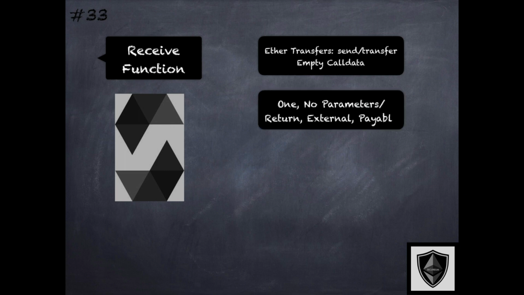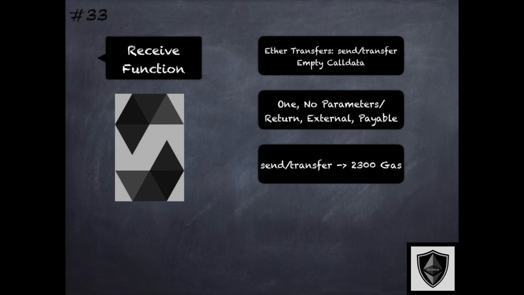There can be only one receive function for every contract, and this function cannot have any arguments, it cannot return anything, and it must also have external visibility and a payable state mutability. Payable state mutability is something we haven't discussed so far, but what it specifies is that a function that has this payable specifier can receive ether as part of a transaction. And that applies to the receive function as well, because it is triggered when ether transfers happen, as we just discussed.